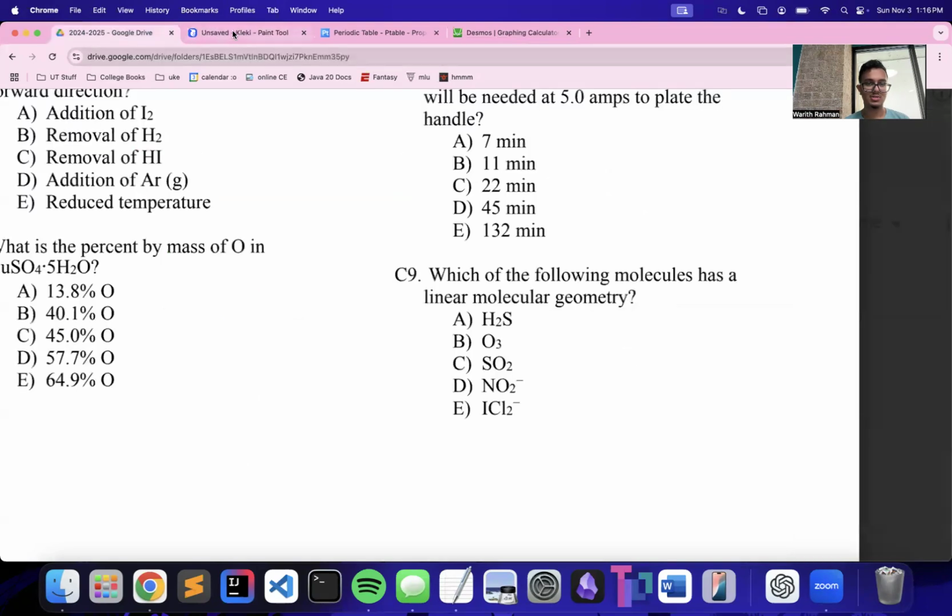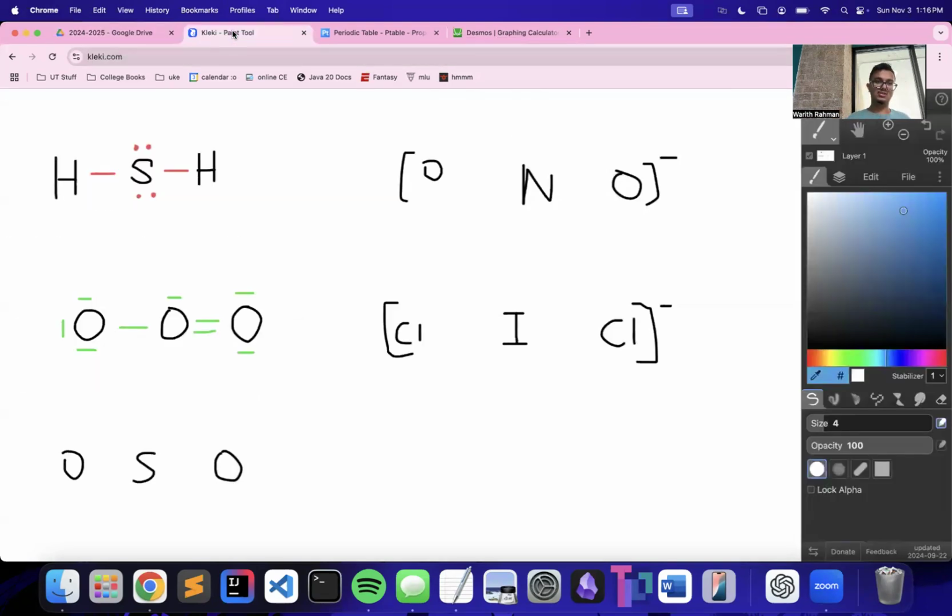If we look at option C, sulfur dioxide, we have six sulfur electrons and each of the oxygens has six electrons. We honestly don't even need to draw this out, because since it's 6, 6, 6, this is going to be the same structure as ozone, and thus we still have a bend.